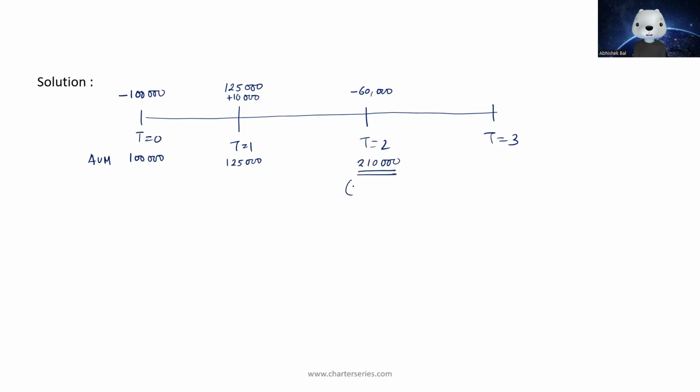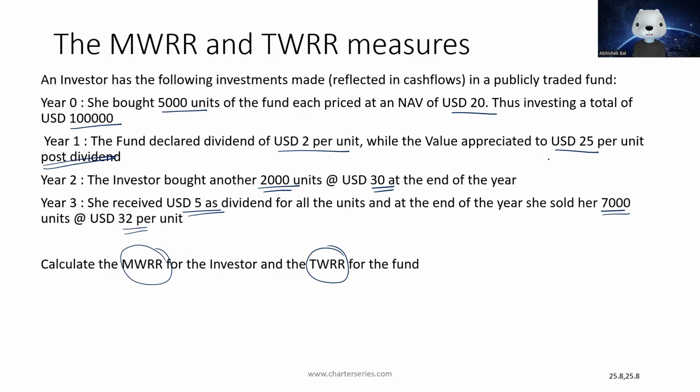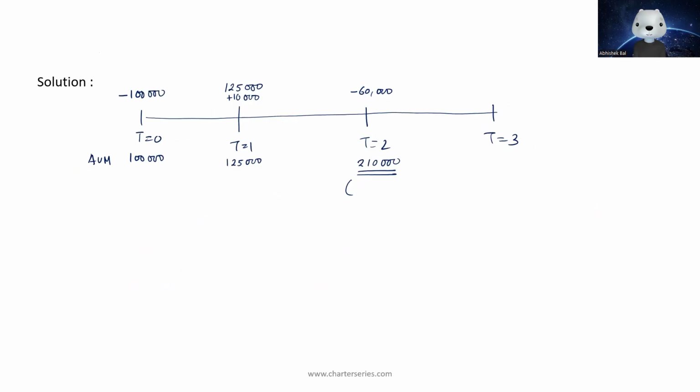There is a capital appreciation while the price of the share, the NAV, jumped from 25 to 30 because he was holding 5,000 units. So the total AUM becomes 150,000 because of the price appreciation from 25 to 30. Plus there is an additional investment of 60,000 US dollar. That makes the AUM at the end of year 2, asset under management, at $210,000.